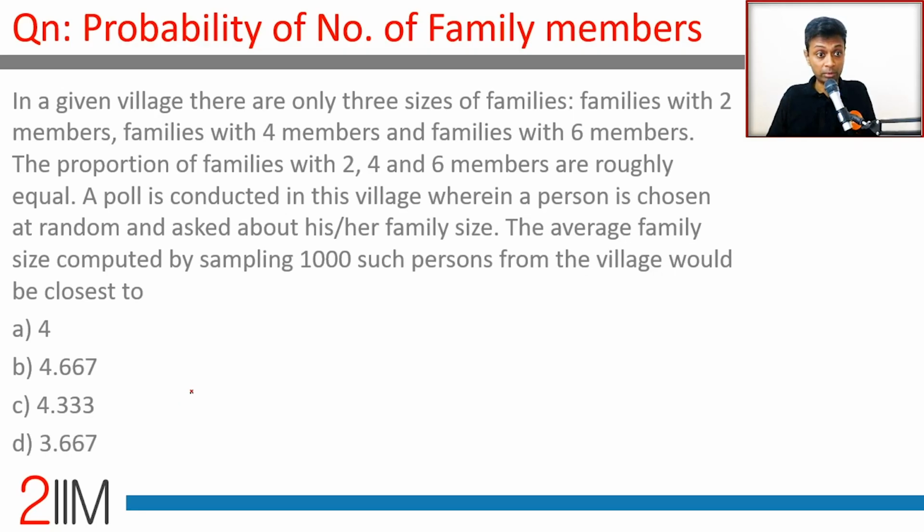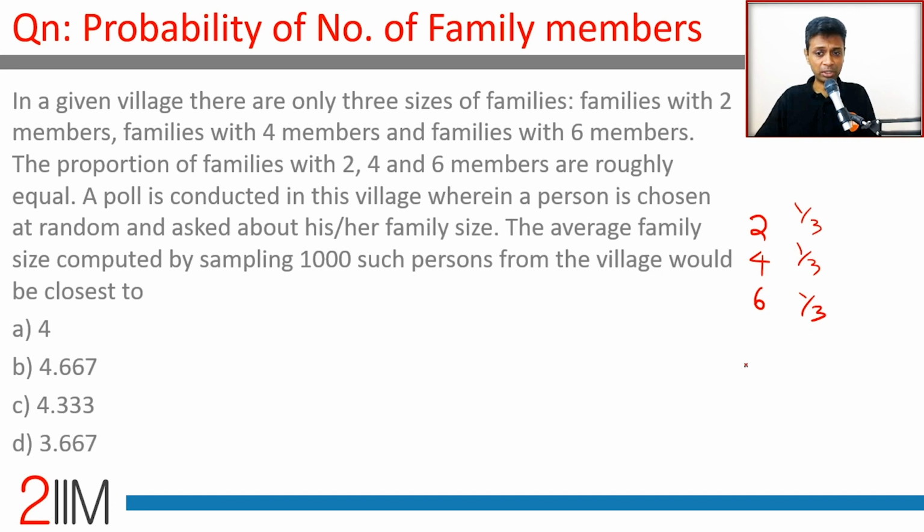Probability of number of family members. In a given village, there are only three sizes of families: families with 2 members, 4 members, and 6 members. The proportion of families with 2, 4, and 6 members are roughly equal, so 1/3, 1/3, 1/3. A poll is conducted in this village wherein a person is chosen at random and asked about his or her family size.